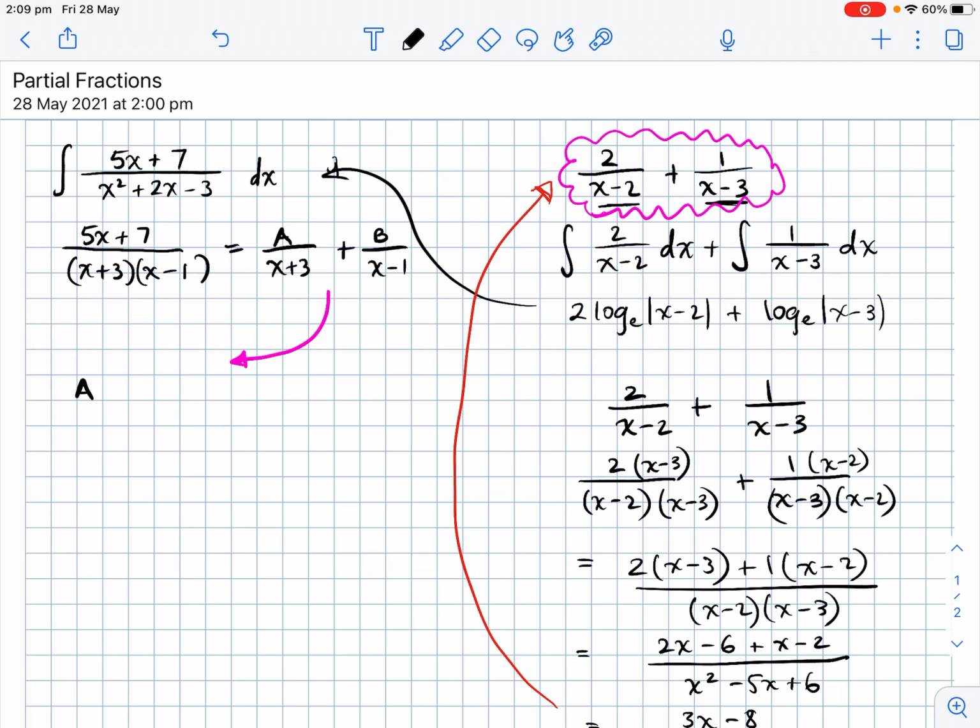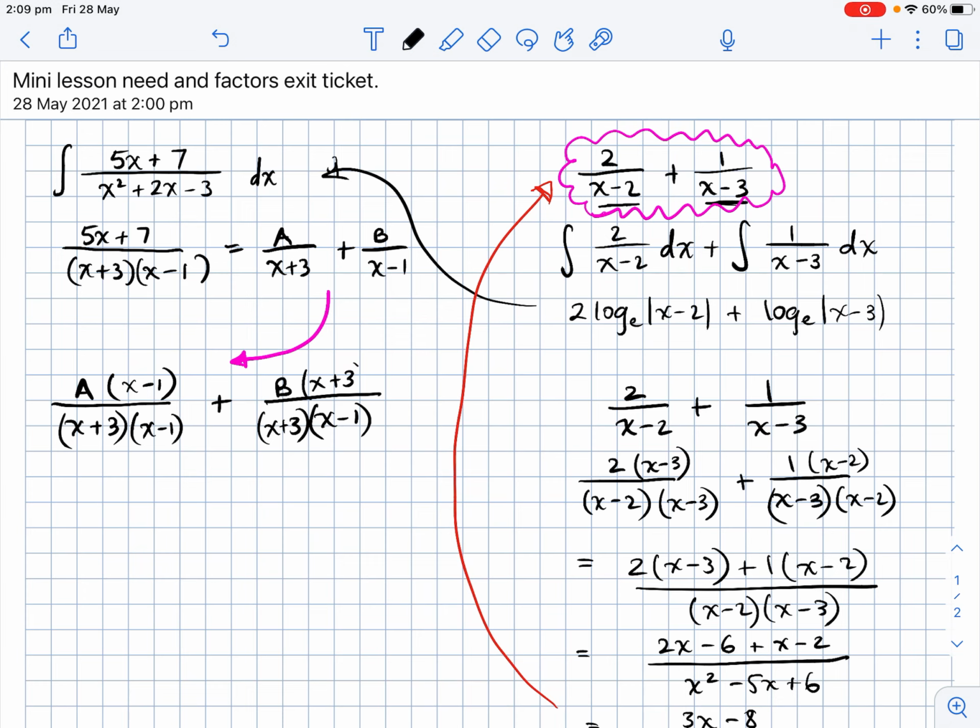So if I wrote that problem as a over x plus 3 plus b over x minus 1, if I multiply both the denominator and the numerator by x minus 1, I'm creating the common denominator of x plus 3, x minus 1. And on the right hand side, if I multiply the denominator by x plus 3 and also multiply the numerator by x plus 3, I've set up my expression so I now have this common denominator of x plus 3, x minus 1.